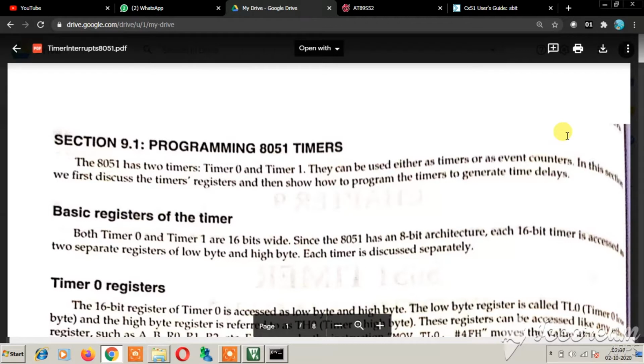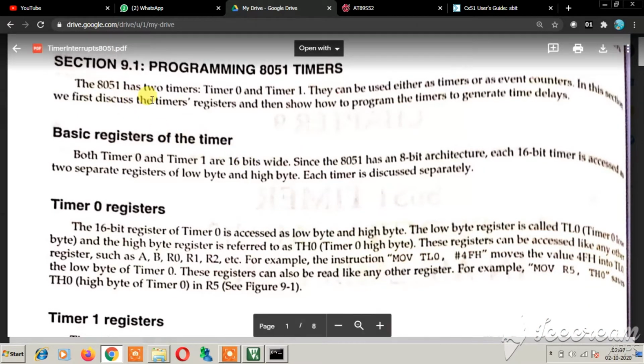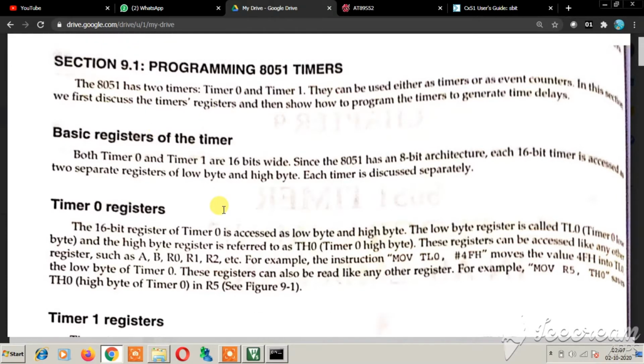After you have watched that, we'll be directly jumping on to programming the 8051 timers. So I'll be using this PDF here. I'll be posting this PDF down in the description below so that you can download it.